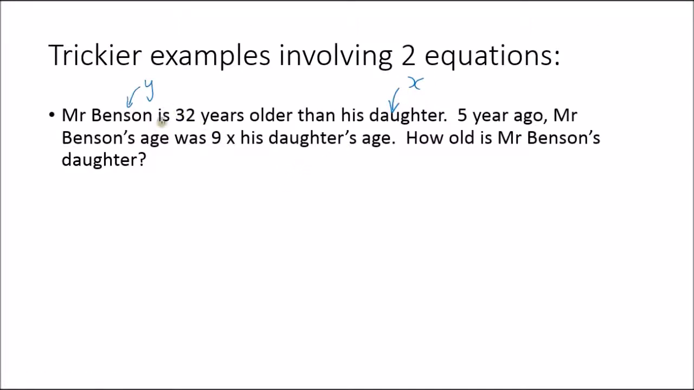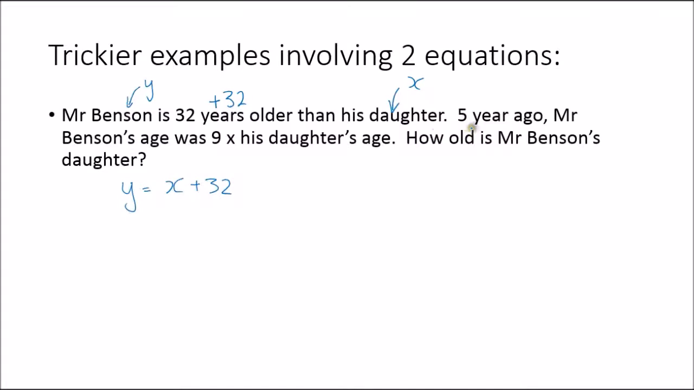Now we'll start off with our first sentence. It says that I am 32 years older than my daughter. So 32 years more would be plus 32. So you could say that y, my age, is my daughter's age plus 32. Now that's our first equation, but as you can see, there are 2 things we don't know, so we can't figure out either of them at the moment.